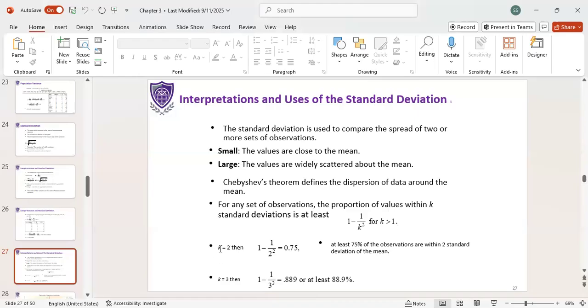So if we have k equal 2, if we plug it in the equation, it will be 0.75, meaning at least 75% of the observations are within 2 standard deviations from the mean. So this k equal 2 is basically how many standard deviations the observations are from the mean. And if k equal to 3, it's 0.889, or we can say at least 88.9% of the observations are within 3 standard deviations from the mean.